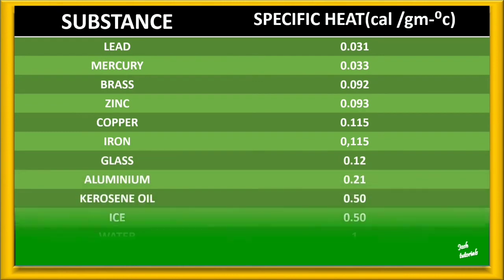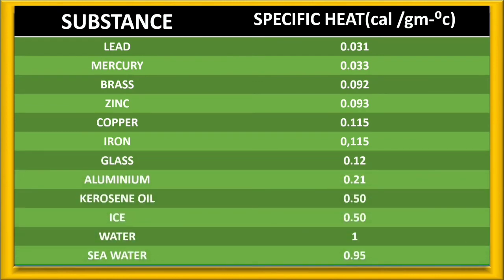From calculation we got the specific heat of lead to be 0.0364, whereas in the table we got it to be 0.031. That is an approximate value, not a problem. And look at the table.